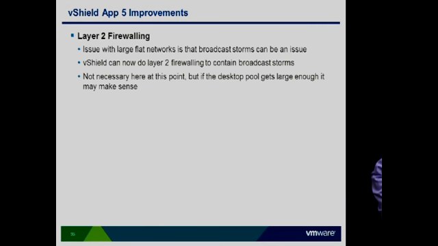Layer 2 firewalling. One of the new things with vShield App 5 is we can actually not only do Layer 3, because we're on the vNIC, and we know MAC address, we know what vNIC goes with what VM, we can actually do Layer 2, so broadcast containment. We can prevent, at a Layer 2 level, these VMs in the same desktop zone, for example, from sending ARP requests to each other.